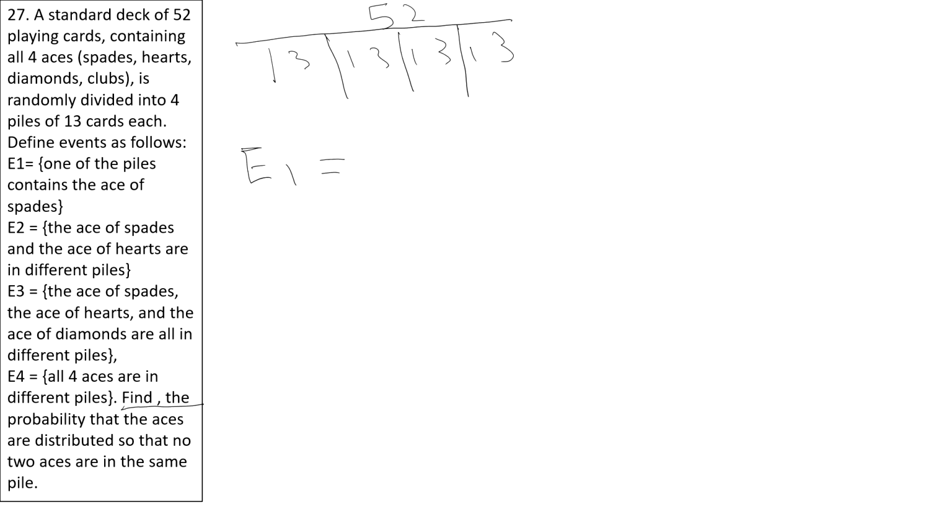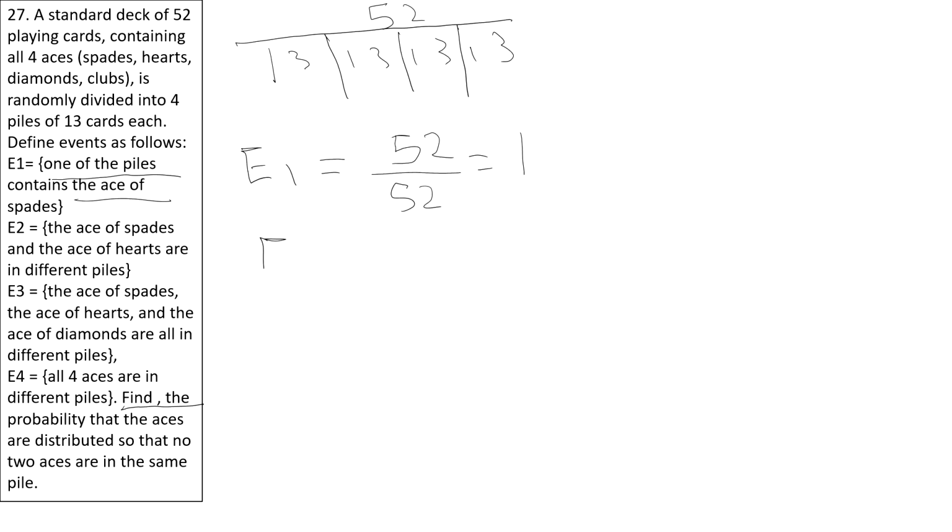The probability for E1 is that it is in one of the divisions. What is the probability that one of the piles contains the ace of spades? The total number of cards that are in any of the piles is 52. So the probability that one of the piles contains the ace of spades is 1.